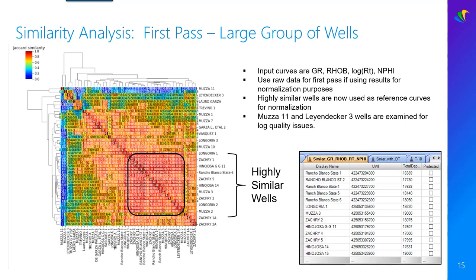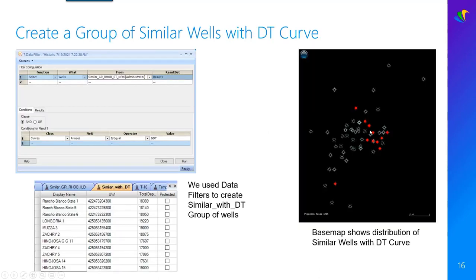And the Muzza 11 and the Leyendecker 3 well, these two wells here, we've got to question those wells. Those don't look very good at all. They look like they're way out of line with all the other well data. So we built a group of highly similar wells. And then we looked at their spatial distribution to ensure that we're not biasing, that all these wells weren't right next to each other. And while this distribution isn't optimal, it's reasonable.